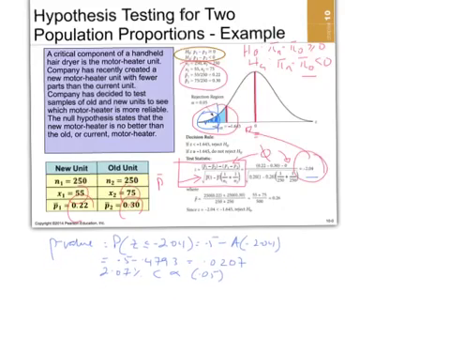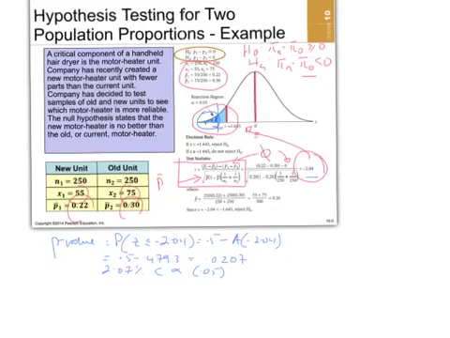So having said that, we could come to the same conclusion. Since the p-value is less than 5%, we will reject the null hypothesis and conclude we have sufficient evidence that the new unit has fewer issues, or the new unit is more reliable than the old one. All right? So that would give us our conclusion.